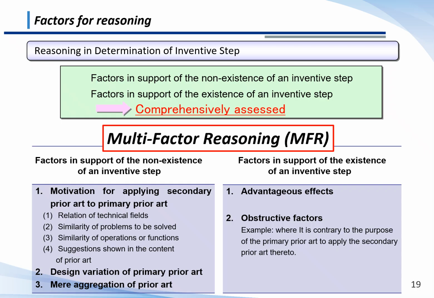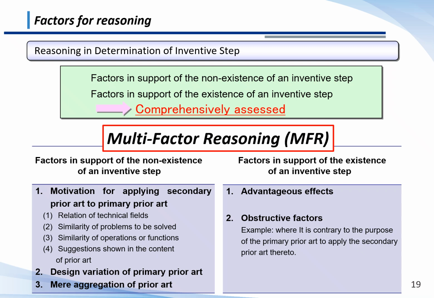Here, it is determined whether or not there is motivation for applying the secondary prior art to the primary prior art by comprehensively considering points 1 to 4 displayed on the screen. The examiner should note that it is not always possible to determine whether there is motivation by paying attention to only one of these points.